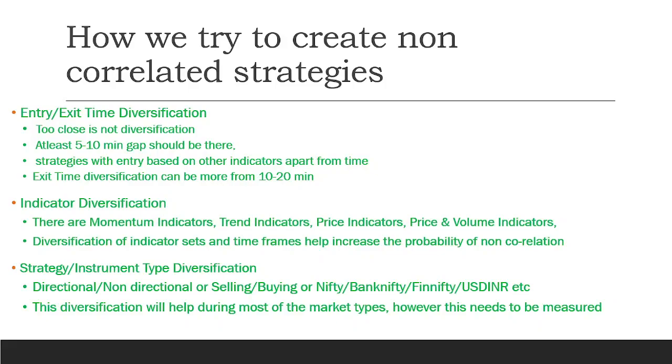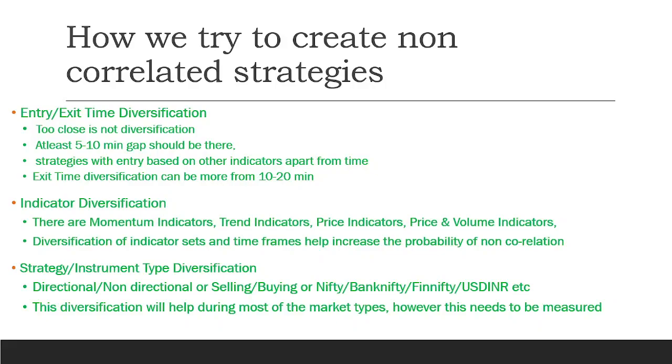The other type of diversification is indicator diversification. Now, when we talk about indicator diversification, there are many types of indicators. I don't need to give a lecture on those things, but we all know there are momentum indicators, there are trend indicators, there are price-based indicators, there are price and volume-based indicators. We are trying to diversify these indicator sets and different time frames to increase the probability of non-correlation. So when we have different indicators, they might speak differently, and at different time frames, they will definitely speak differently. And that's what we gain from having these different sets across strategies.